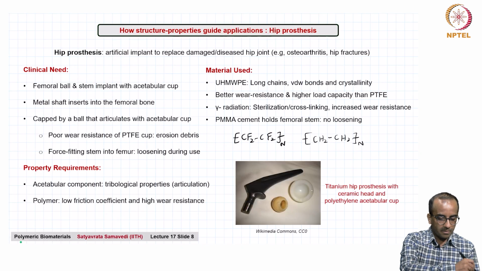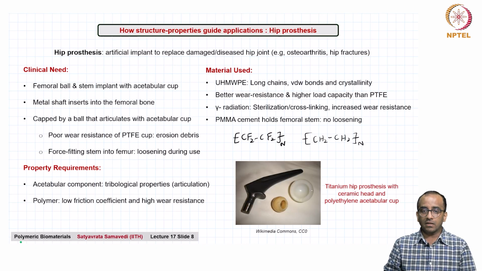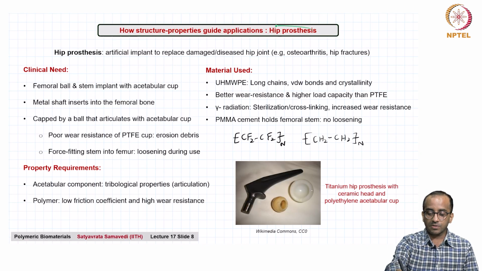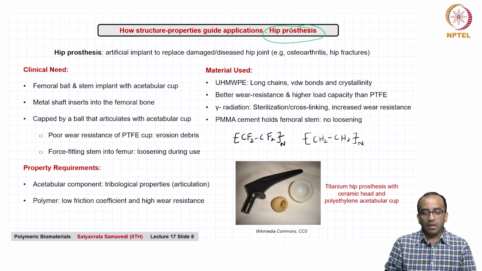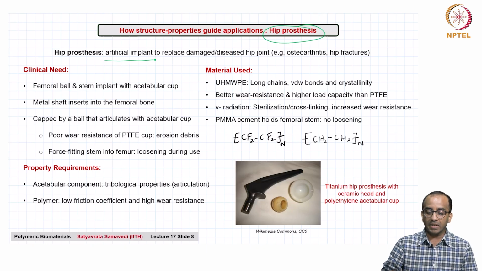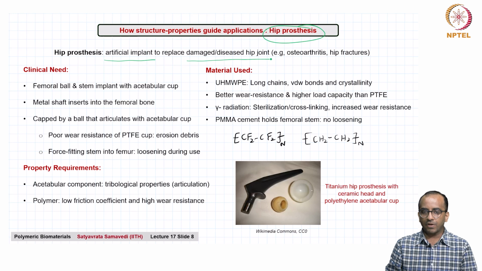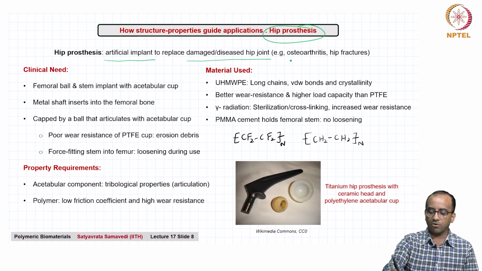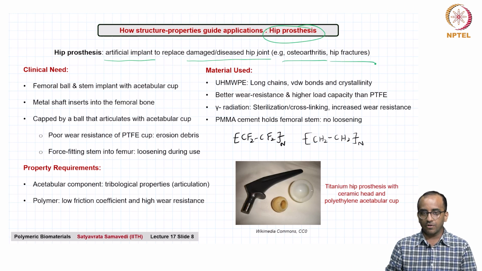Moving on, we are next looking at the example of hip prosthesis. Essentially, a hip prosthesis is simply an artificial implant intended to replace damaged or diseased hip joints. For example, for patients who may have had osteoarthritis or hip fractures, where that entire part has to be replaced, then a hip prosthesis is typically used.